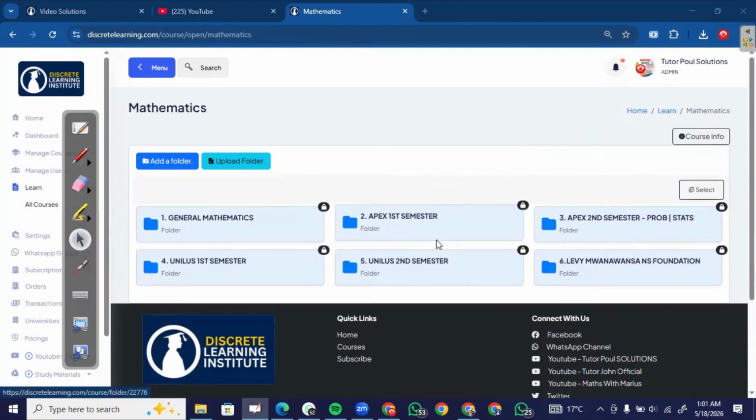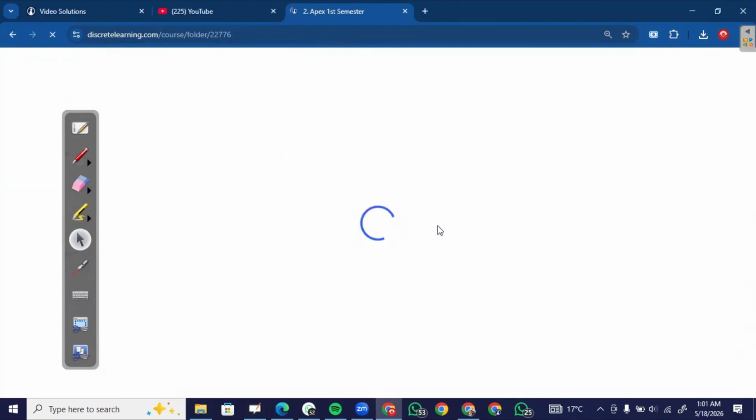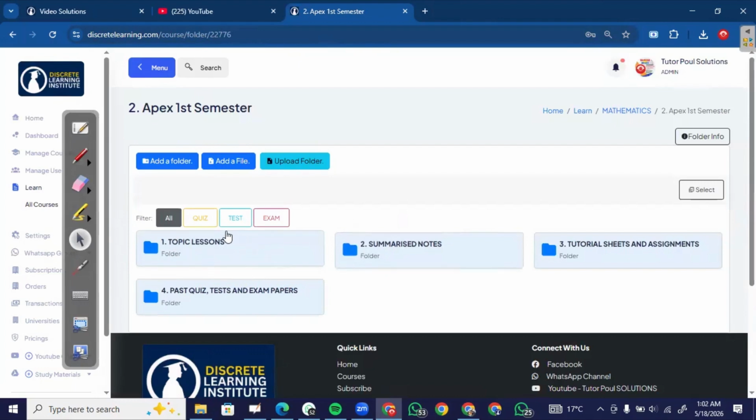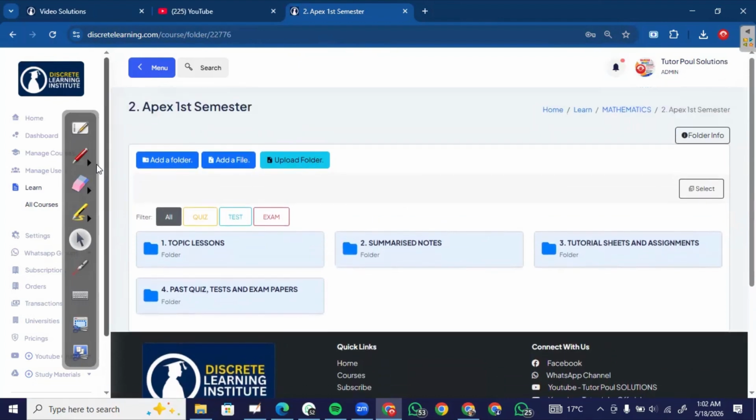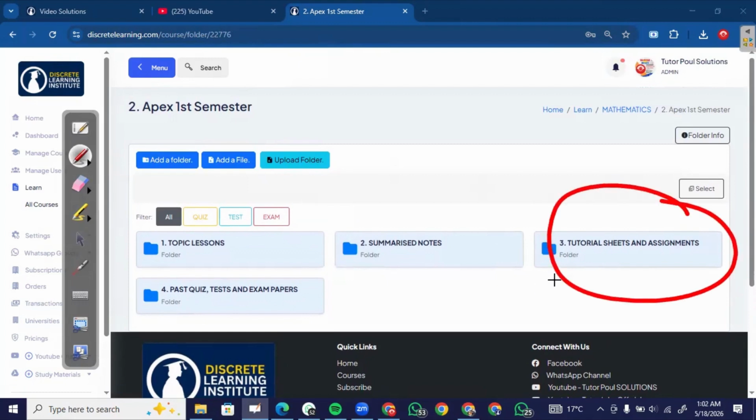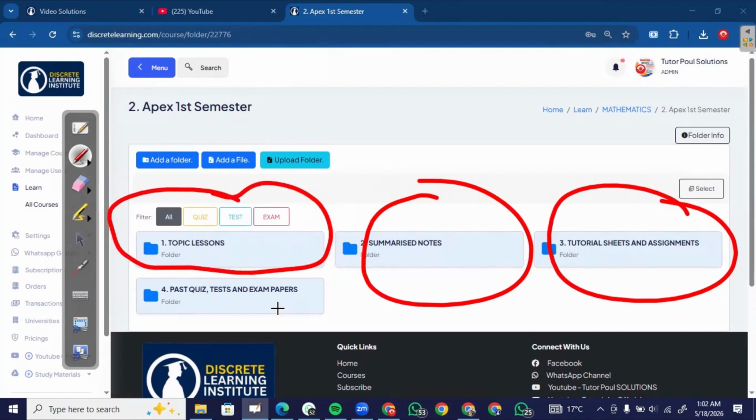So for example, I'm first semester Apex, I'll just open this folder. Once I open the folder, you're going to find a folder for topic lessons, summarized notes, tutorial sheets and assignments, and then past papers, past quiz, tests and exam papers. In this folder here, there are full tutorial sheet videos. You can just go there, pick your intake, and you're going to access them. Here there are some summarized notes, here there are topic lessons. So you pick whatever you want.